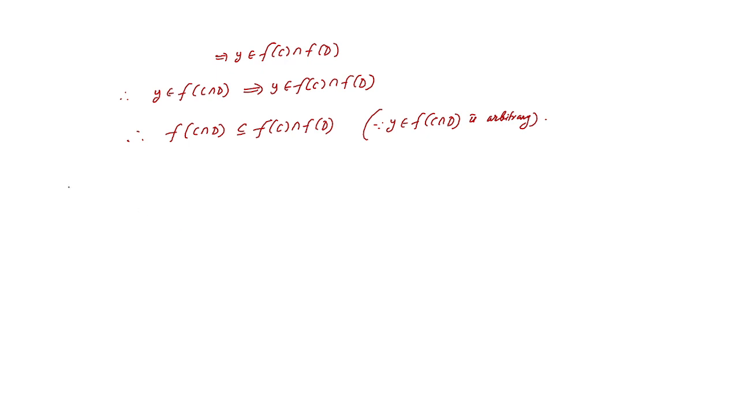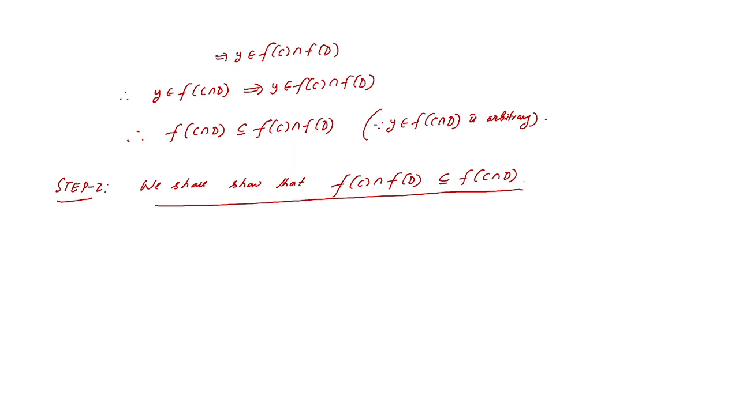Now we'll come to step 2. Step 2, we shall show that fC intersection fD is a subset of f of C intersection D. How to show or how to prove this kind of problem?